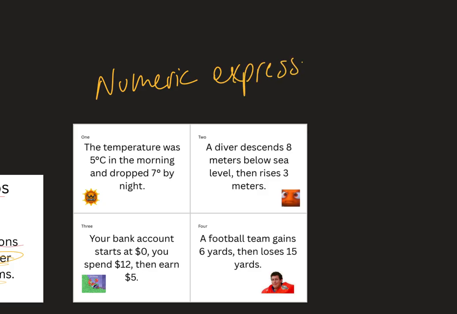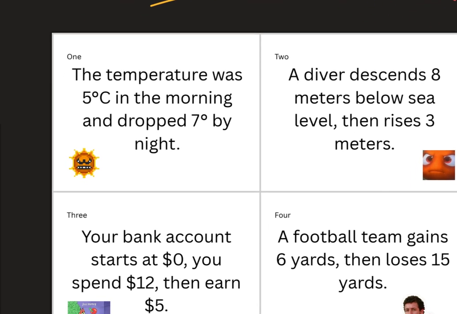expressions. And if you're like, wait a second, didn't you say algebraic? And I did. This is the step before algebraic. So then the next thing you would do is algebraic, okay? So to write these numeric expressions, you read this stuff and you say the temperature was 5 degrees Celsius in the morning and dropped 7 degrees by night. 5 minus 7. That's all you have to do on this one.